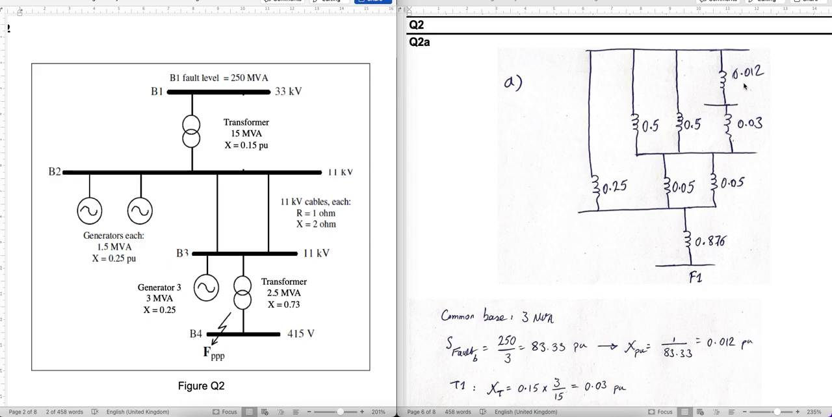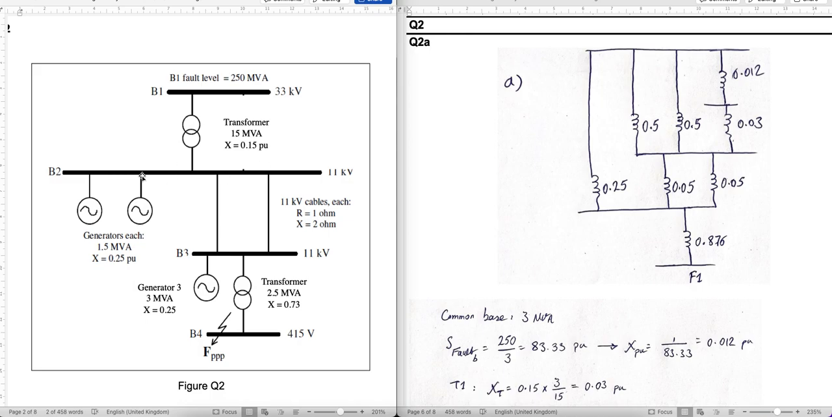We'll see how we got this number, but firstly, let's see how this diagram is drawn. So this is my XS. Then we reach this B1. So B1 always starts here after the neutral node. So B1 is here, then B1 and B2 are connected through this transformer. And this is my transformer.